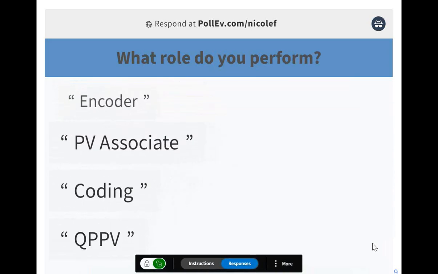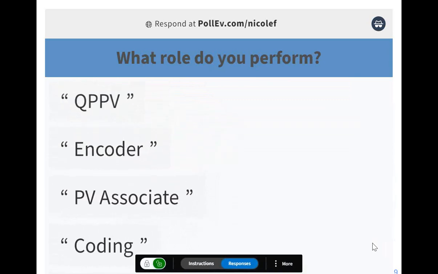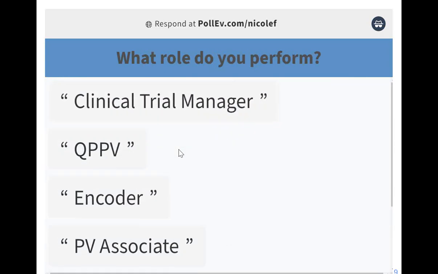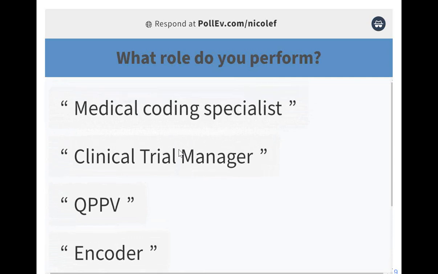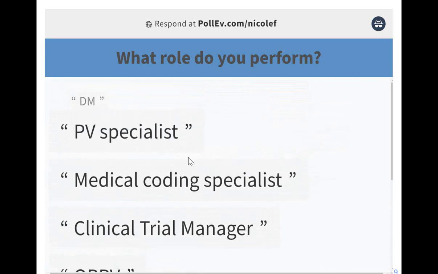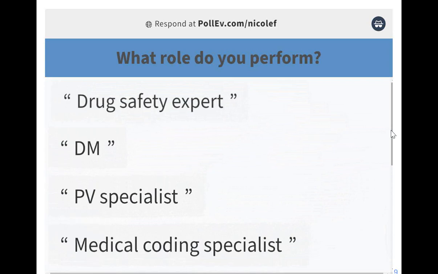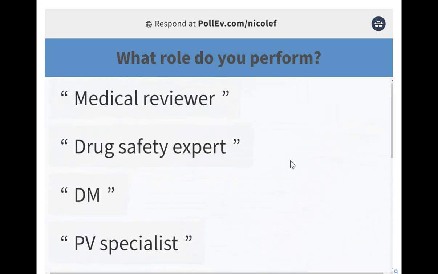So here we have people dealing with coding, dealing with their PV associates, their encoders. Okay, so that's good. That's actually the type of audience or the type of roles that this is particularly geared towards. Medical coding specialists, trial managers, PV specialists. Very good. So a wide variety. We have a couple of QPPVs. Data managers, medical reviewers, very good.